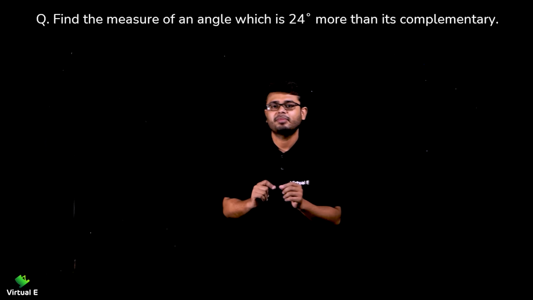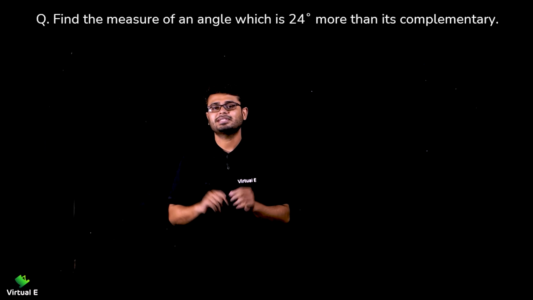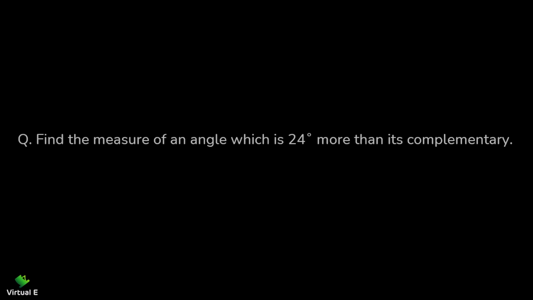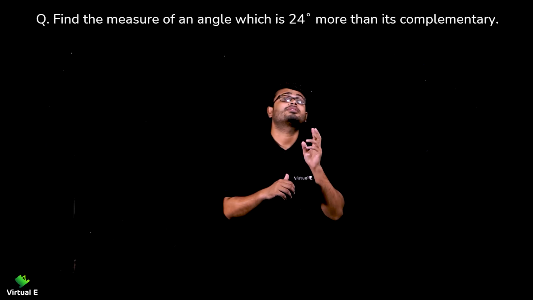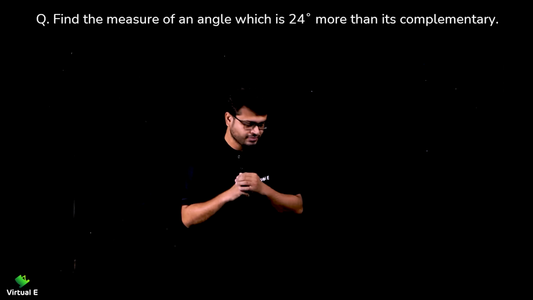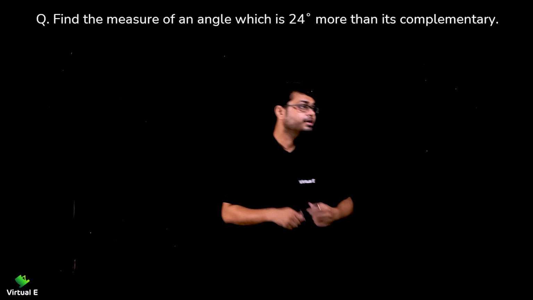Now let's discuss the problems related to complementary angles and the supplementary angles. Let's start with the complementary angle first. Find the measure of an angle which is 24 more than its complementary. Okay, so it's given there are two angles, the angle itself and its complementary. So first of all, let's start with the angle.